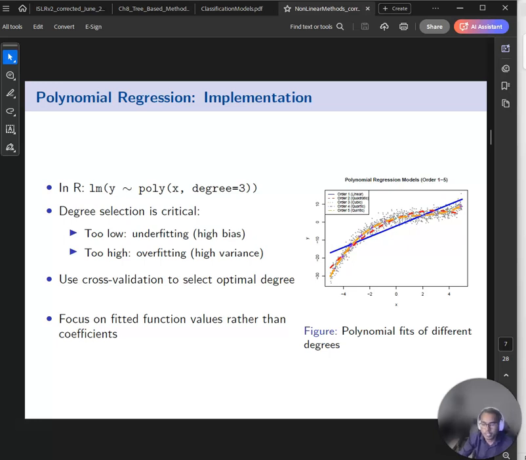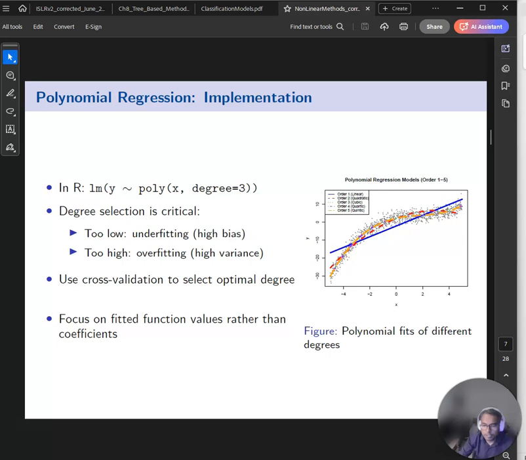If you choose a degree that is too low, your model won't be flexible enough to capture the true pattern. And this is underfitting, which leads to high bias. On the other hand, if you choose a degree that is too high, your model will capture noise in your training data, and that is overfitting, which leads to high variance.